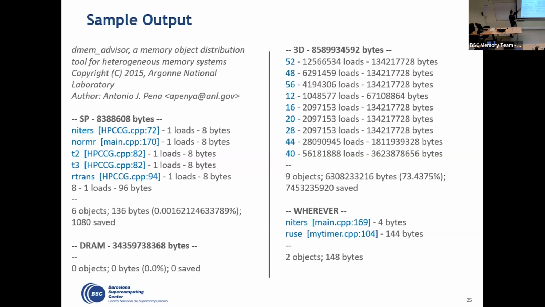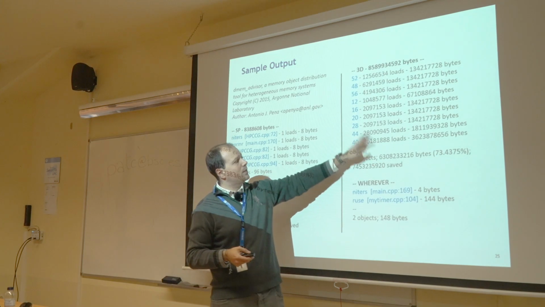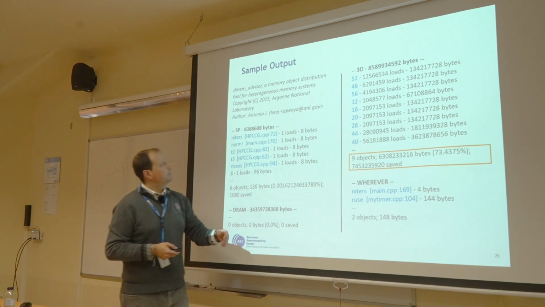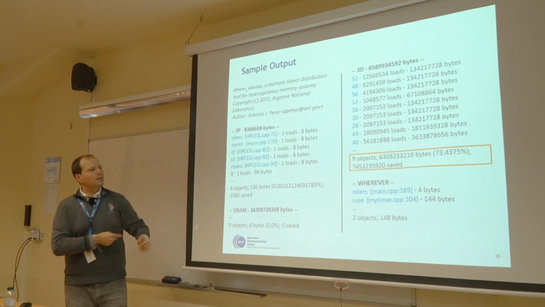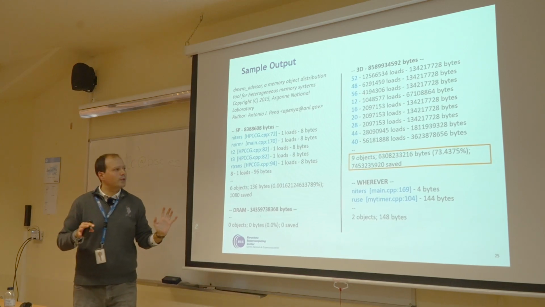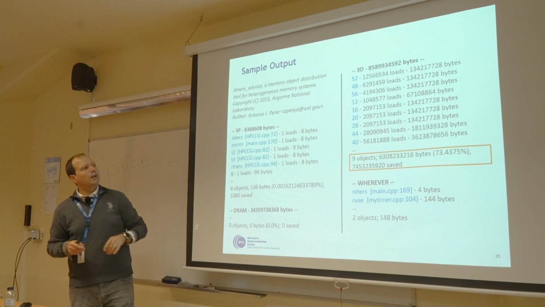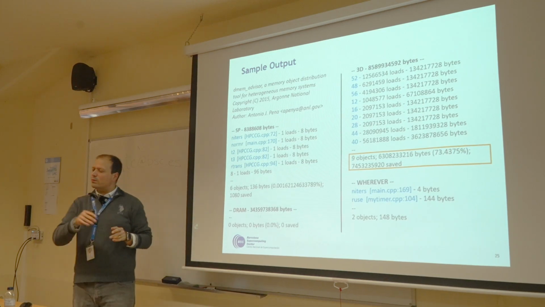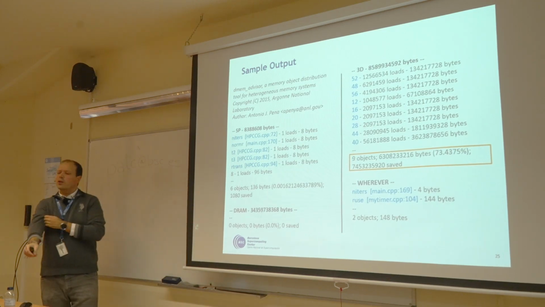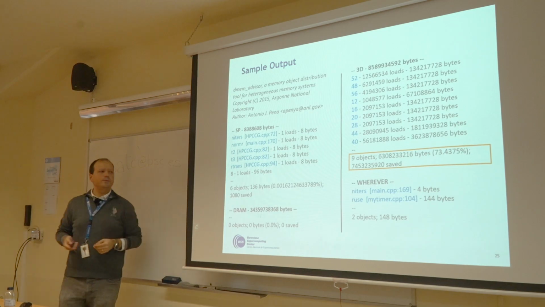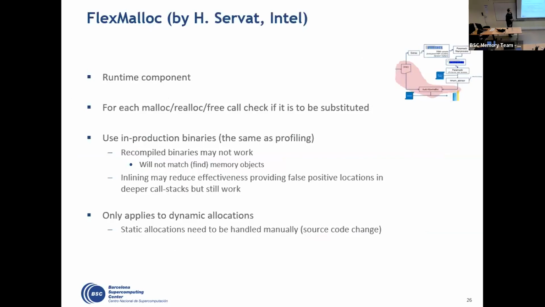So this is the output. It tells you, okay, in this scratchpad memory, you place these memory objects. In DRAM, you place nothing here for whatever reason. In your 3D stack memory, you place all this. Still, this tool is already very helpful. Then you go to your code, and you start modifying your mallocs with whatever API you have to allocate data here and there.